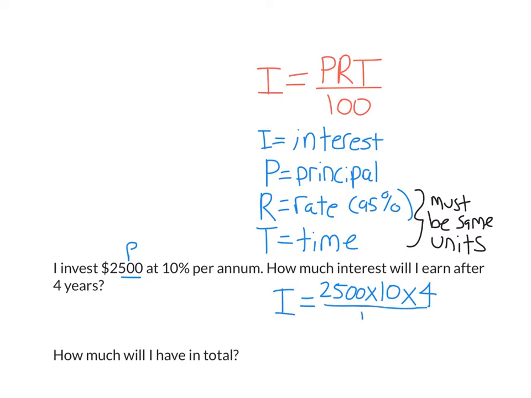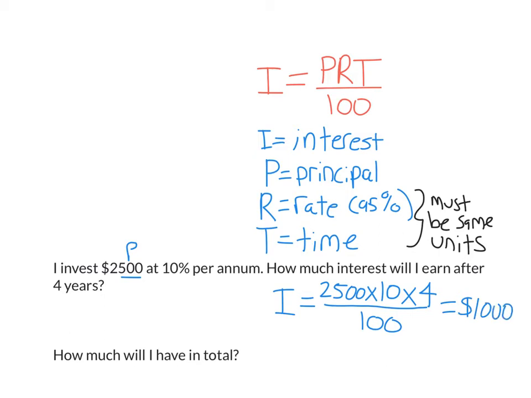The reason I divide by 100 is, as I explained on the previous slide, we're actually finding a percent of a quantity. We're finding 10% of 2,500 and then timesing by 4. When you find a percent, you write it over 100. That's why we need to divide by 100. So you can just put this in your calculator and you should get 1,000. That means I will earn $1,000 in interest. That just comes from the formula.